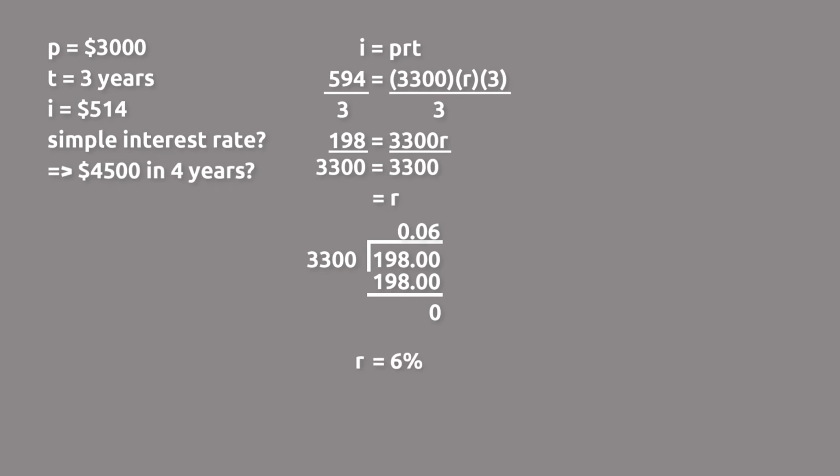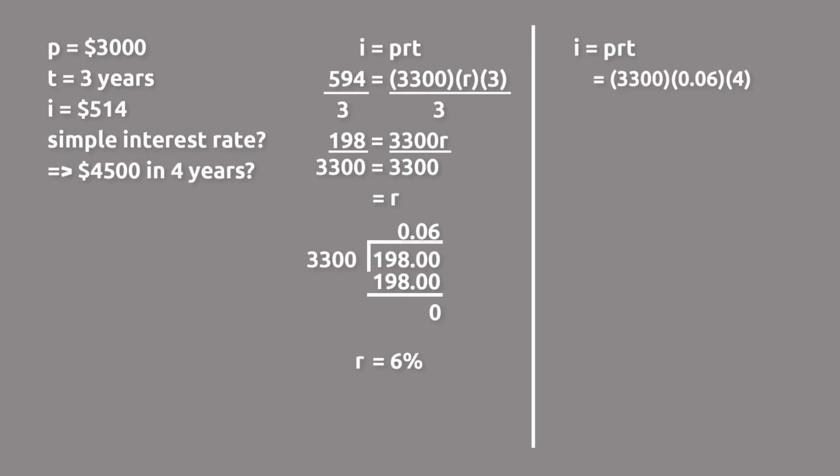Then we are also asked, she wants $4,500 in 4 years. So let's figure out what is the total amount in 4 years. So first, let's determine our simple interest, which is I equals P times R times T. We know the principal is 3,300. Now we know the simple interest rate is 0.06, and then the amount of time in question is 4 years. Well, that equals 3,300 times 0.24.